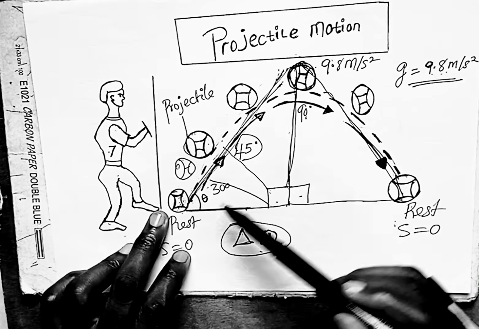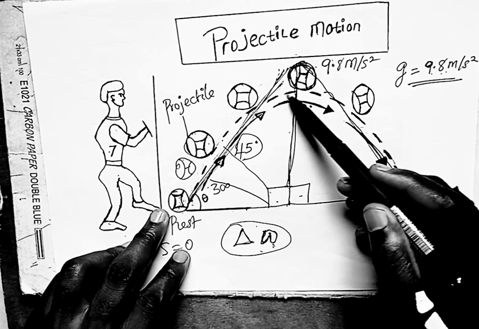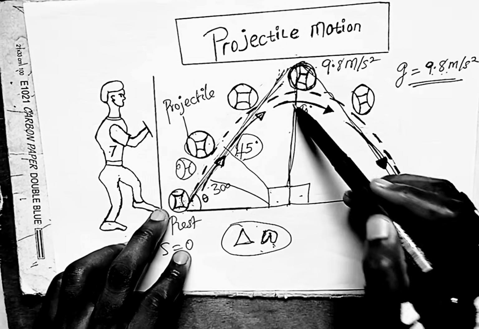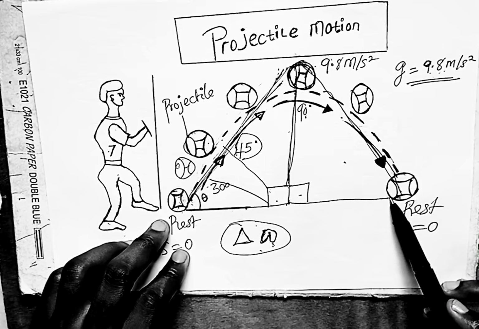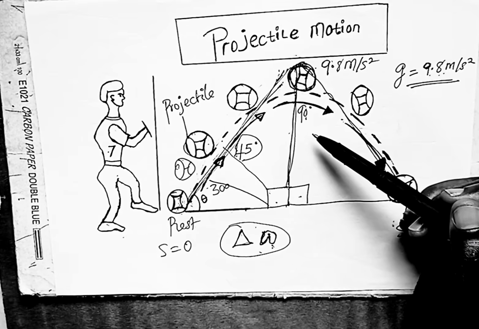Okay, you can see that this projectile motion was formed because of the change in angular velocity. Here it was 30. Here it turned 45. Here it turned 90. Here it turned back to 45. Here it turned back to 30. And here 0, rest. Can you see? As a result of the change in angular velocity. As easy as that.